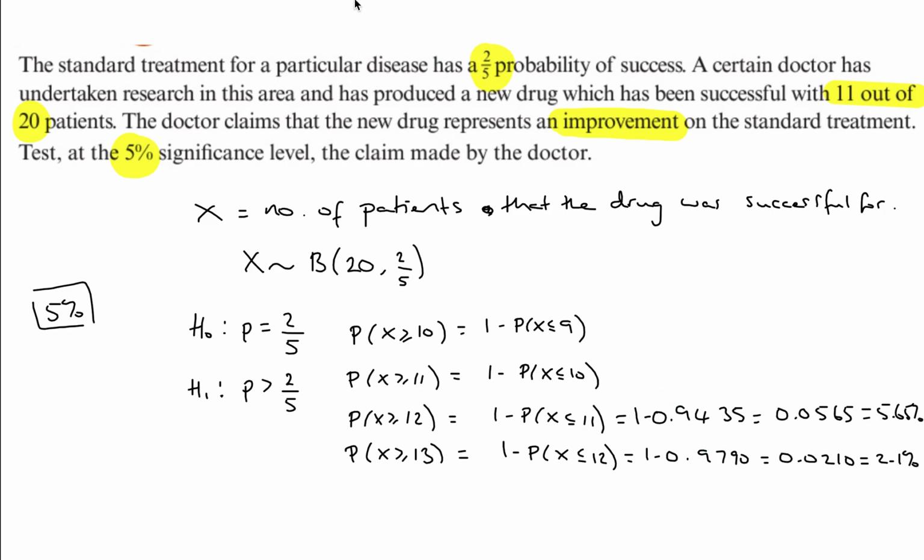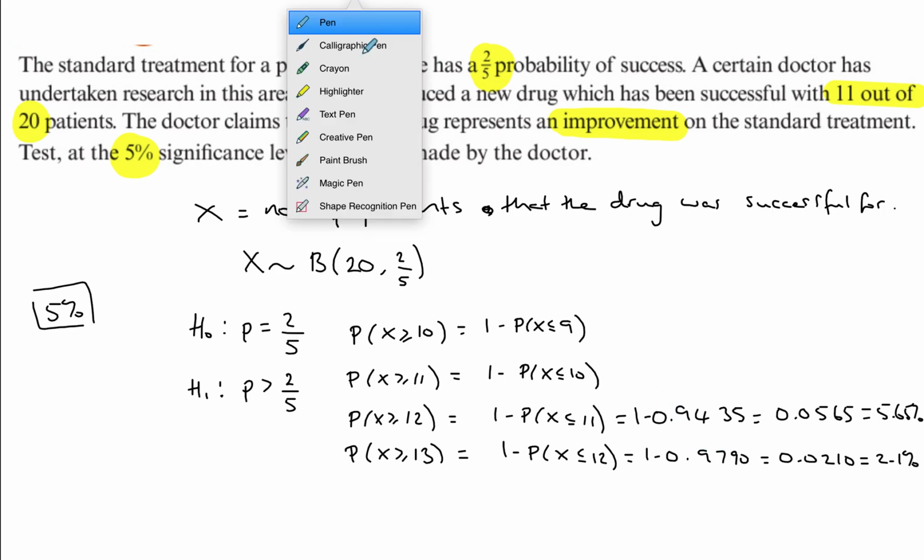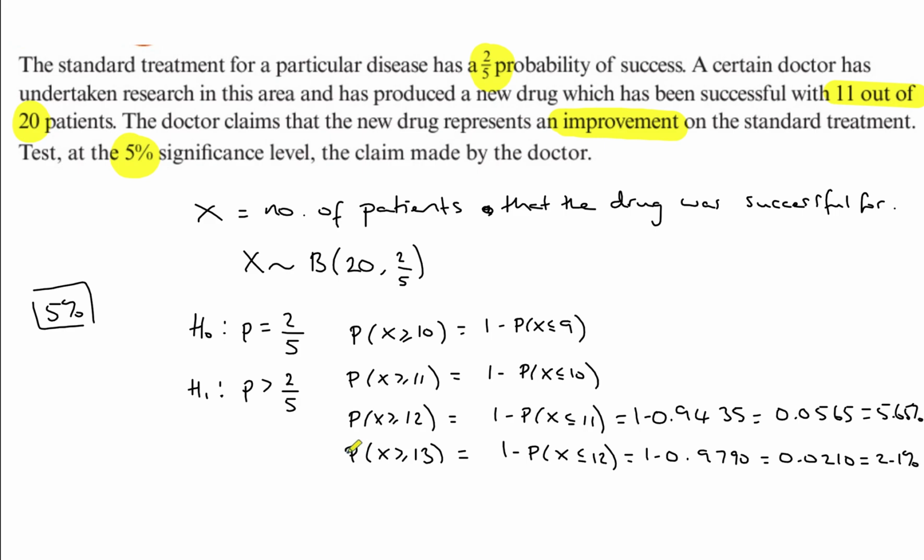So the value that we're interested in is the first one that dips below 5%. So that's greater than or equal to 13, which means that the critical region is that X needs to be greater than or equal to 13 for us to have evidence that there has been an improvement with this new drug.